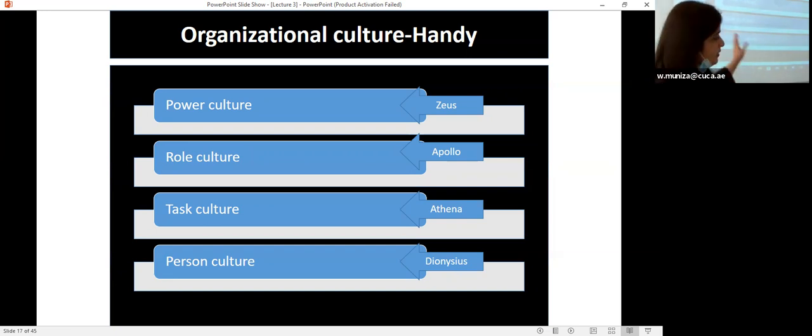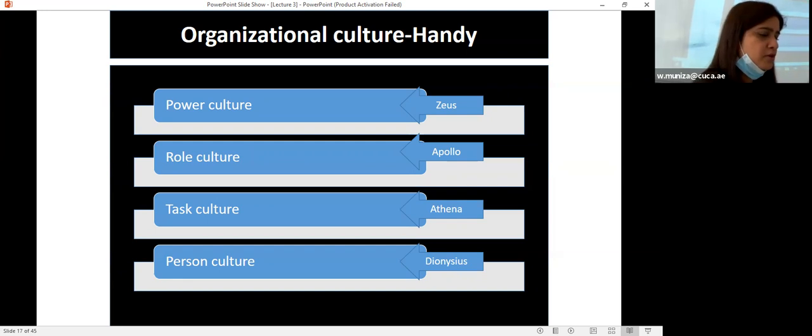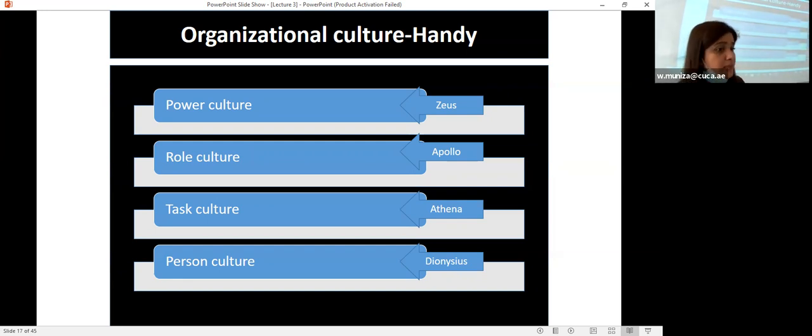Then task culture. This is being denoted by the goddess Athena. In this type of a culture, the focus will be upon the tasks to be completed. Organizational employees are going to be differentiated from each other on the basis of the task which is given to them. Say, for example, in the case of project management, when the tasks are given on the basis of the projects, project number one, project number two, project A, B, or C. So on the basis of the projects, on the basis of the tasks which are given to them, the organizational persons are going to be identified or their works are going to be established.